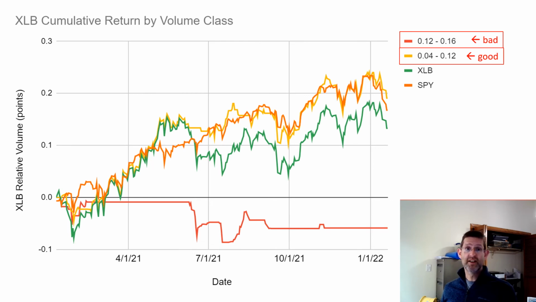So the conclusion here is that by cherry picking the best times to be long XLB, we're able to match or slightly beat the SPY while only being in the market 80% of the time. So presumably your cash would be allocated more productively on those 20% of the days when you're not long SPY, or not long XLB, being some other sector ETF.